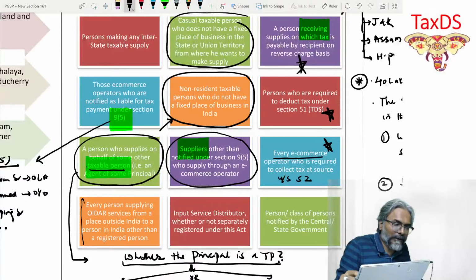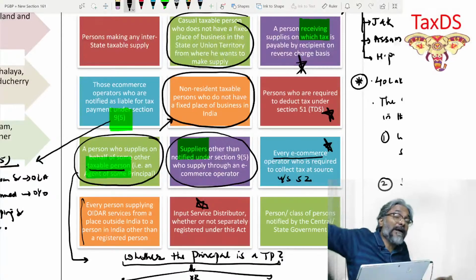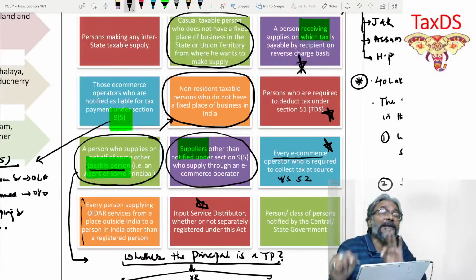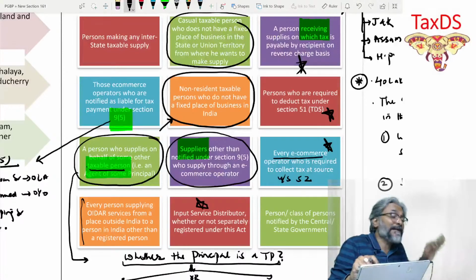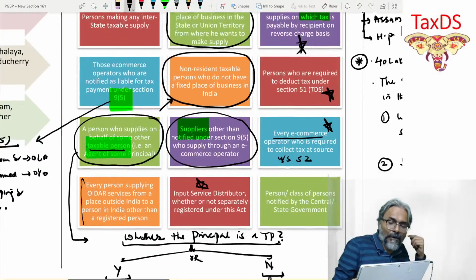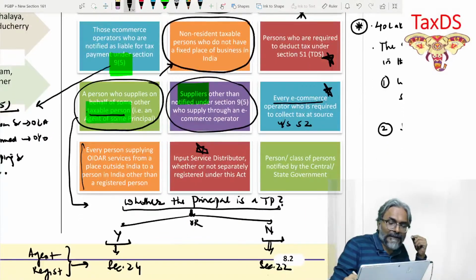That is exactly the point. A person supplying OIDR, that also, students, is a supplier. The ISD: the registration is as an ISD. Even though you may have a separate registration as a supplier, here the registration is that of the ISD, not as a supplier, but as an ISD. So all these are the cases of other than supplier.